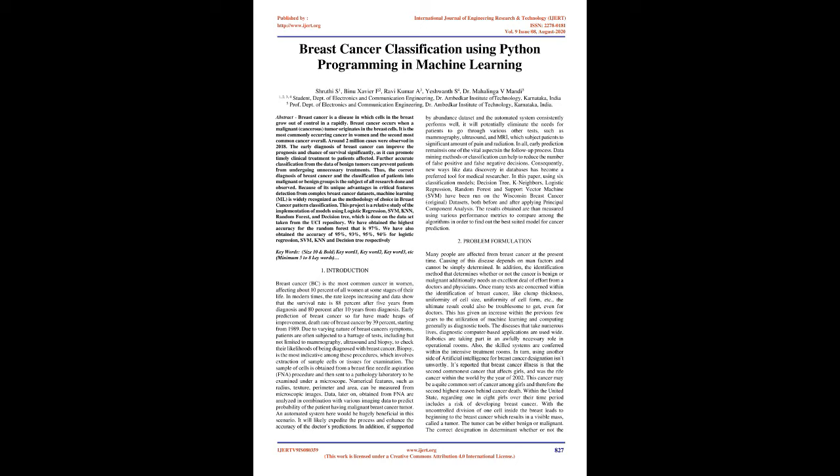Biopsy is the most indicative among these procedures, which involves extraction of sample cells or tissues for examination. The sample of cells is obtained from a breast fine needle aspiration (FNA) procedure and then sent to a pathology laboratory to be examined under a microscope. Numerical features, such as radius, texture, perimeter, and area, can be measured from microscopic images. Data obtained from FNA are later analyzed in combination with various imaging data to predict the probability of the patient having a malignant breast cancer tumor.